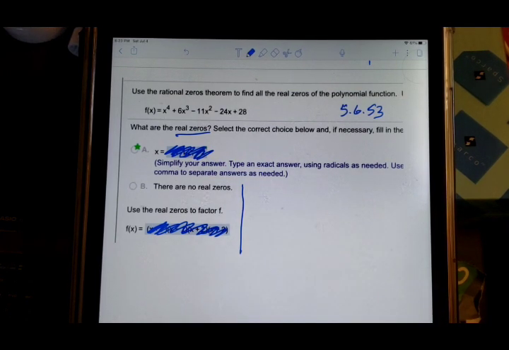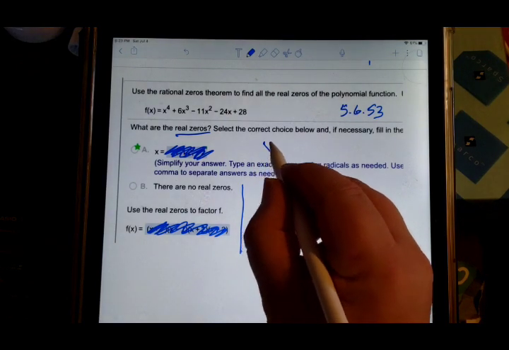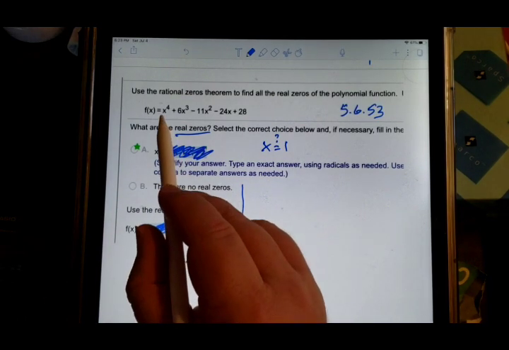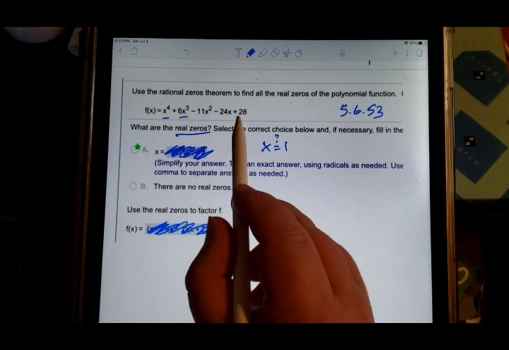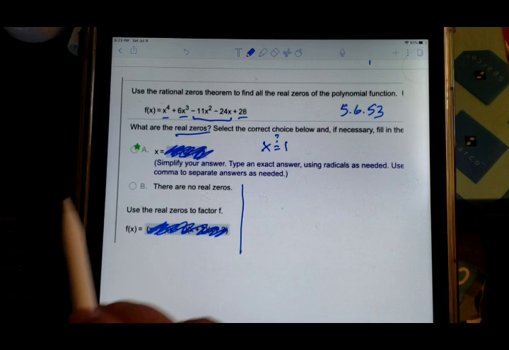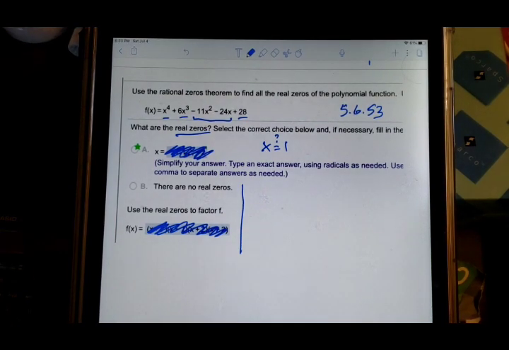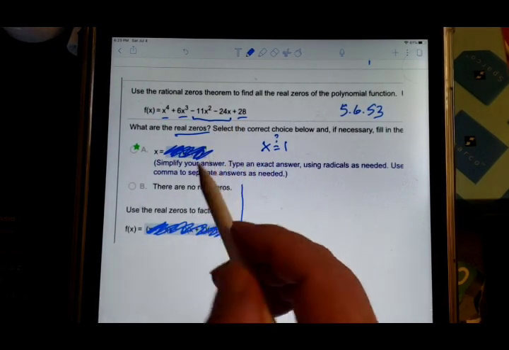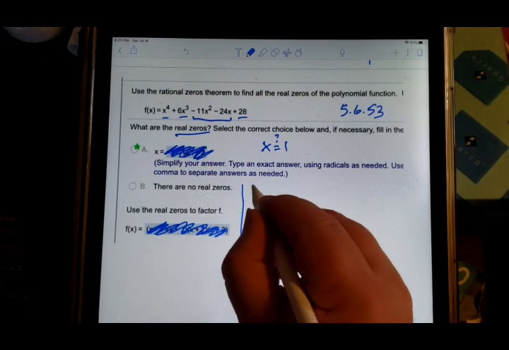And the first zero everyone wants to check is 1. What about 1? Does that work? Well, let's see. Would it make it 0? If I put in a 1, the positives would be 1, 6, and 28. And the negatives would be 11 and 24. I don't know if that actually adds up to 0 just by calling it out, but that's the point. If it had been all positives and no negatives, obviously f of 1 wouldn't equal 0. So let's do it.